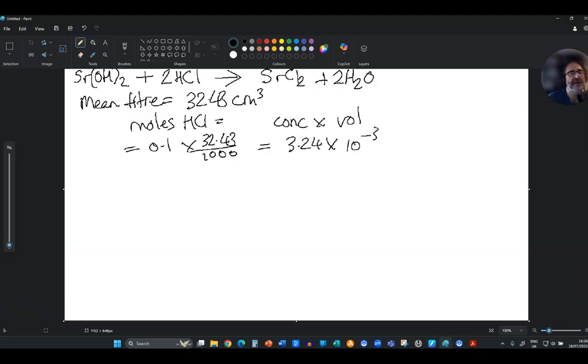So the number of moles of hydrochloric acid we use during the titration is the concentration times the volume. The concentration in moles per decimeter cubed, if you remember, was provided as being 0.100 moles per decimeter cubed, and the volume is 32.43 over 1,000. We have to give the volume in decimeters cubed. So our number of moles of hydrochloric acid that we required in the titration was 3.24 times 10 to the minus 3. From that, we can calculate the number of moles of strontium hydroxide that must have been in that 25 cubic centimetre sample.